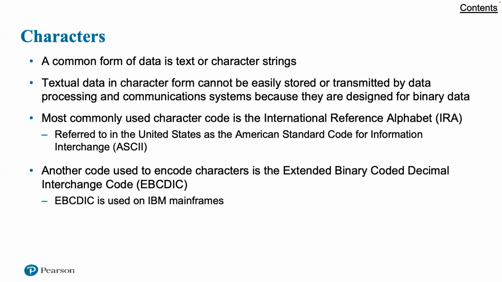Another code used to encode characters is the Extended Binary Coded Decimal Interchange Code, EBCDIC. EBCDIC is used on IBM mainframes. It is an 8-bit code. As with IRA, EBCDIC is compatible with packed decimal. In this case, the EBCDIC codes 11110000 through 11111001 represent the digits 0 through 9.